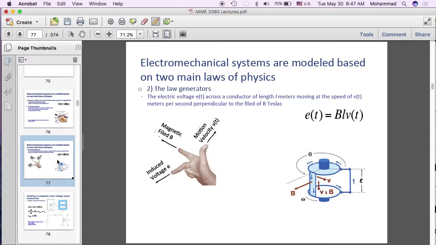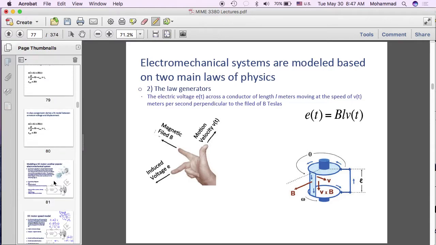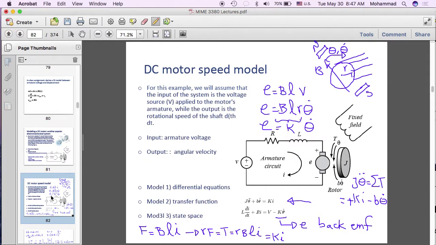So we move the wire. If that happens, then you generate a voltage, and that voltage is proportional to the magnetic field strength, to the length of the wire, and to the speed of travel. That's called the law of generators. And we brought these two laws into finding an equation, or actually more than one equation, for this system.